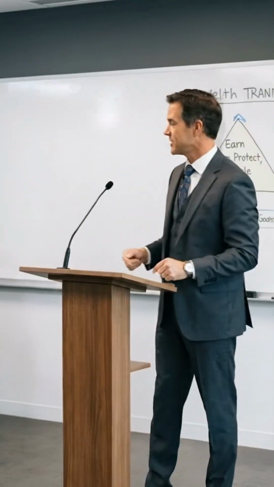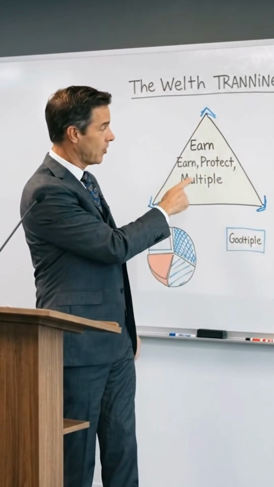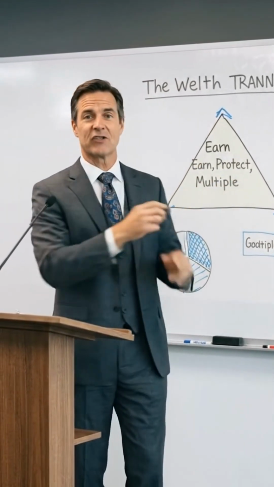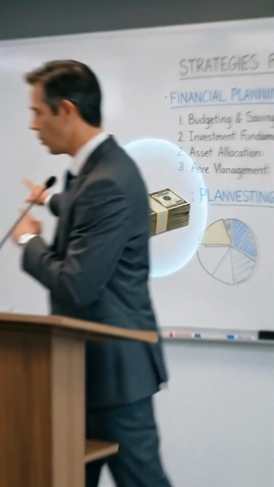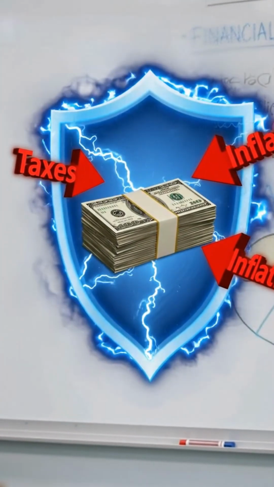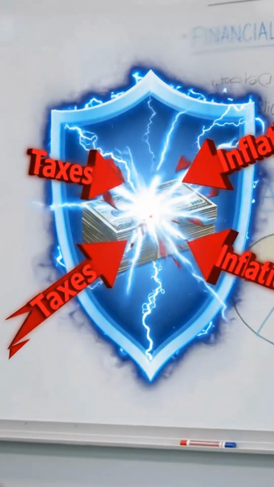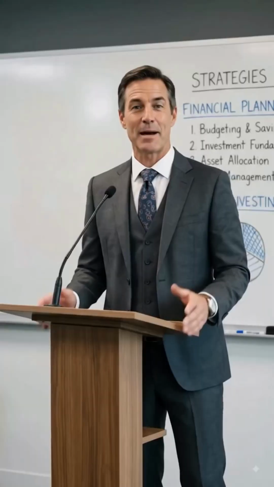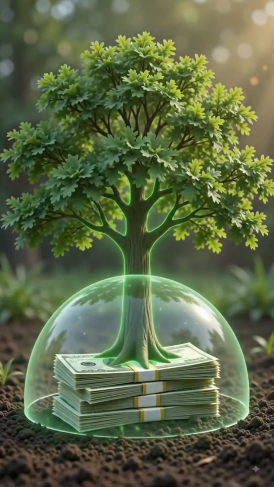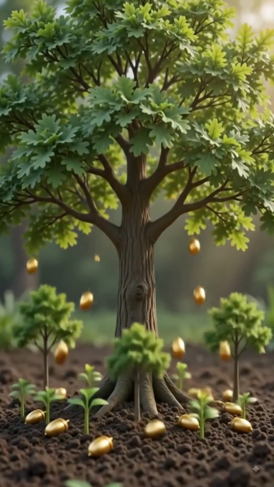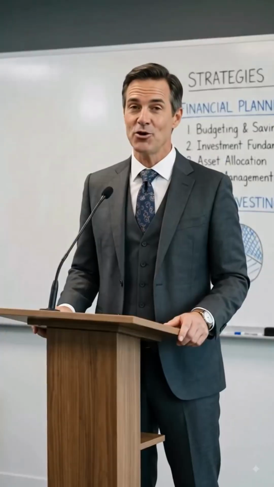There are 3 steps to this game. Step 1, earn. You have to exchange your skills for that initial capital to get into the game. Step 2, protect. You have to guard that capital from inflation and taxes. This means understanding tax codes and finding legal shelters. Step 3, multiply. You deploy your protected capital into the marketplace to acquire assets that pay you while you sleep.